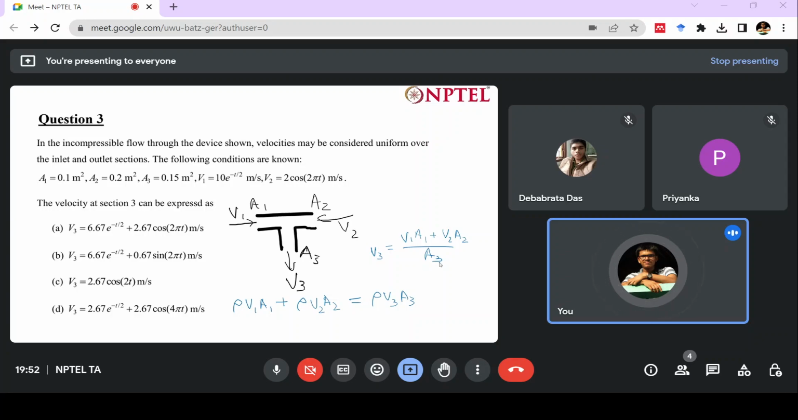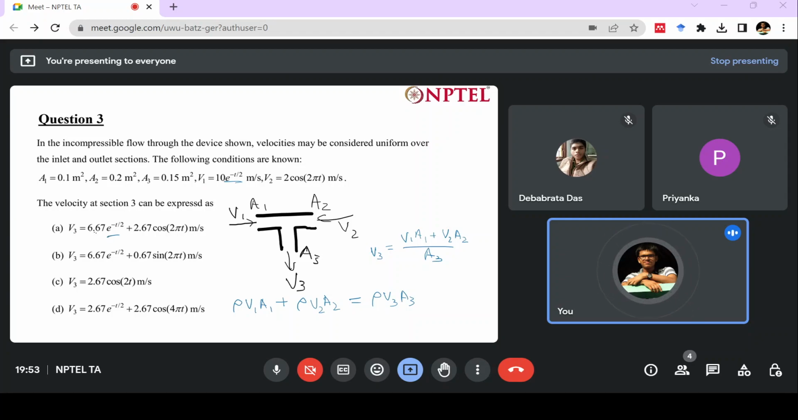Can you tell me which option it matches with? So, A. It's matching with A, right? The functions won't change, they will definitely remain the same. With these time functions, we can identify whether they are talking about the first inlet or the second inlet.